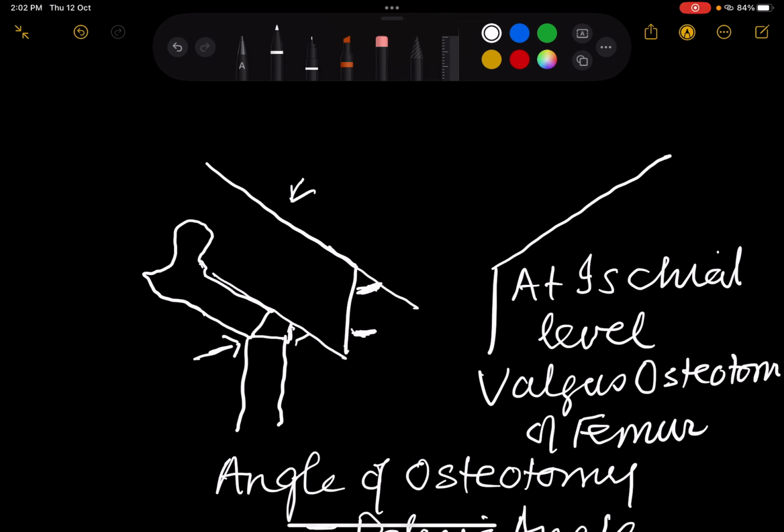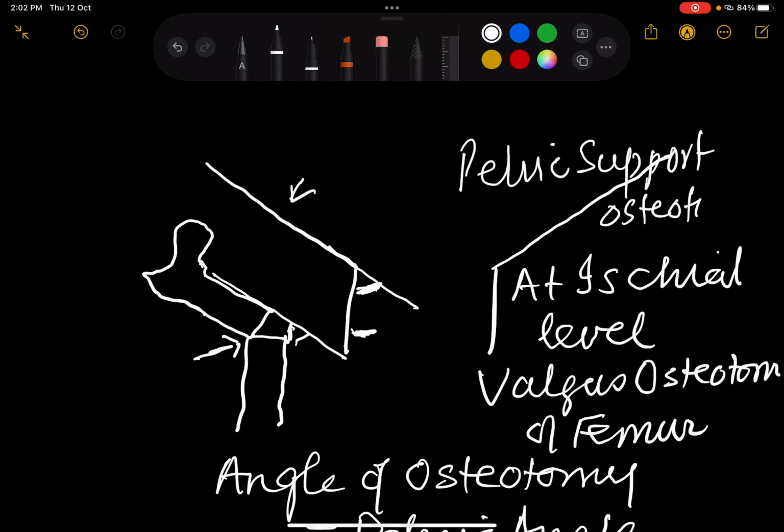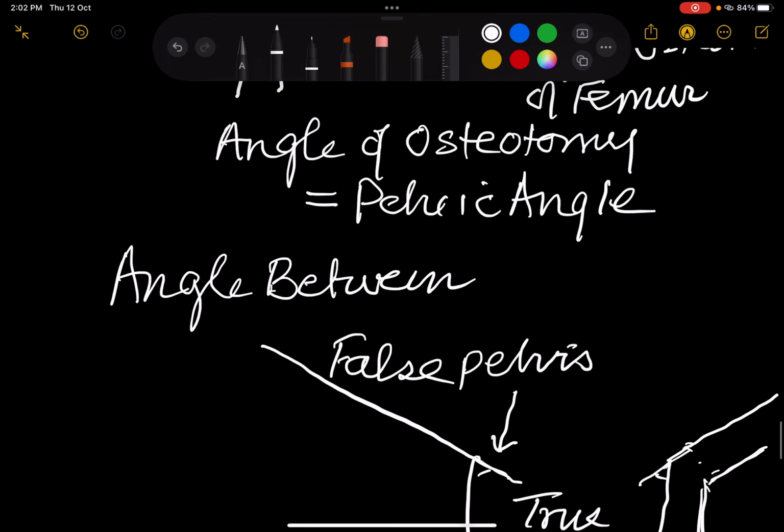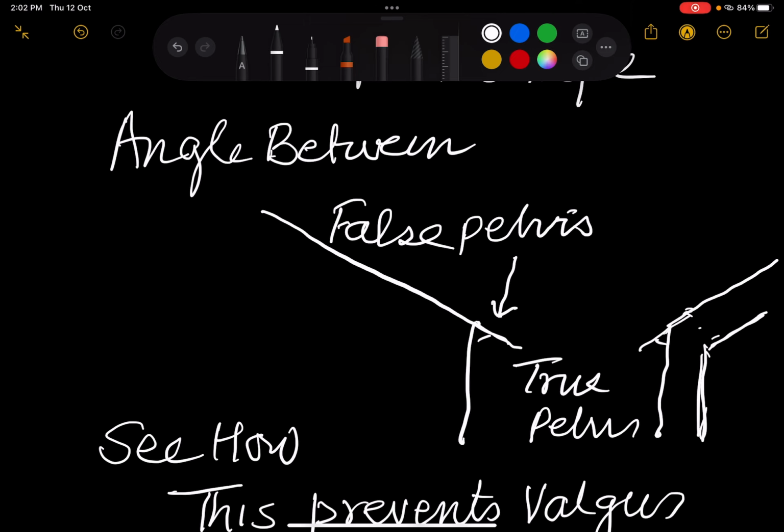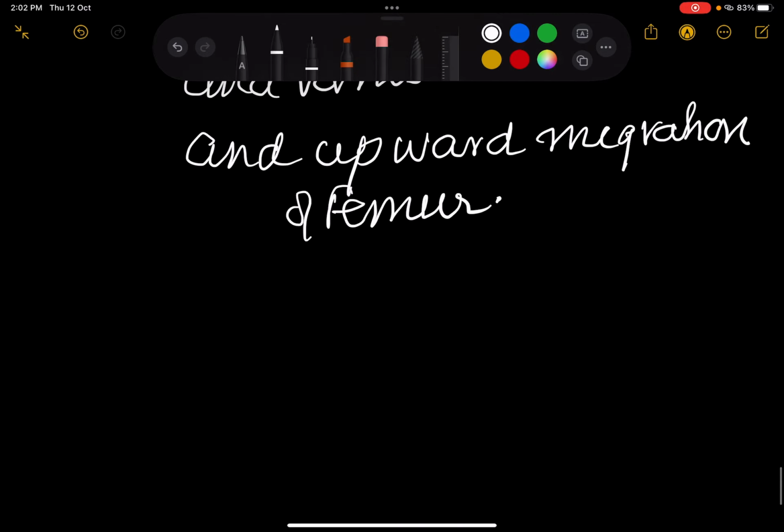So this pelvic support osteotomy is a treatment of unreduced congenital dislocation of hip. See, this is the femur which has now taken the shape of the pelvis. So it will prevent abduction or adduction, and it will prevent upward migration of the femur. So this ends our class on congenital dislocation of hip.